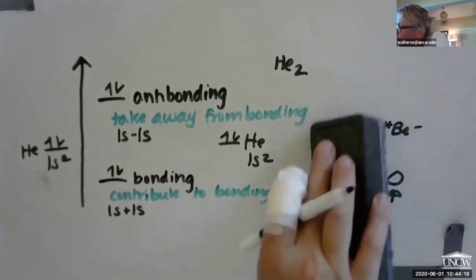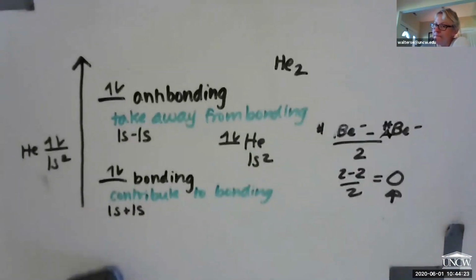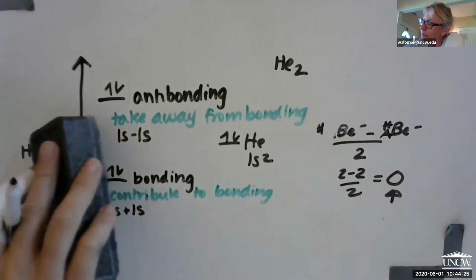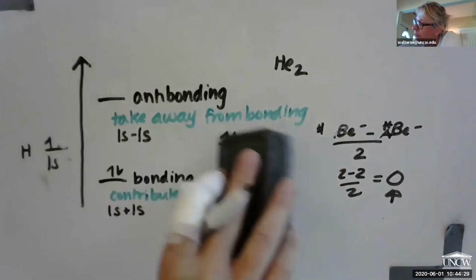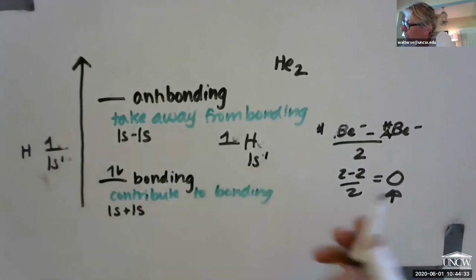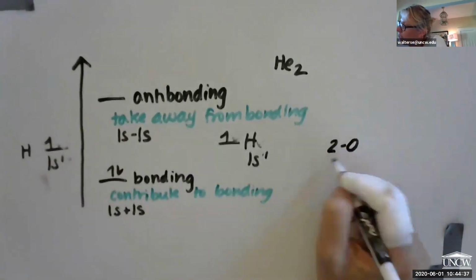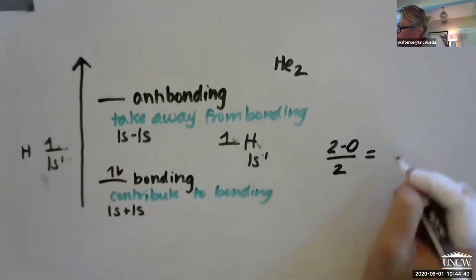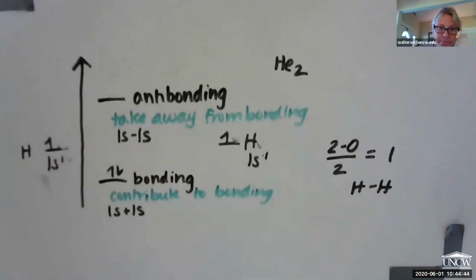Actually, I had that. Bonding minus antibonding. That's what it is. Bonding minus antibonding. In hydrogen, it would be 2 minus 0 divided by 2, which would give you 1, which means that hydrogen has a single bond between it. So that's the purpose of it.